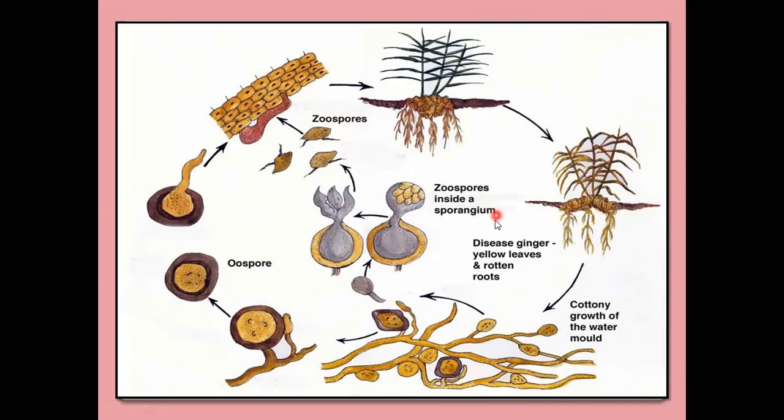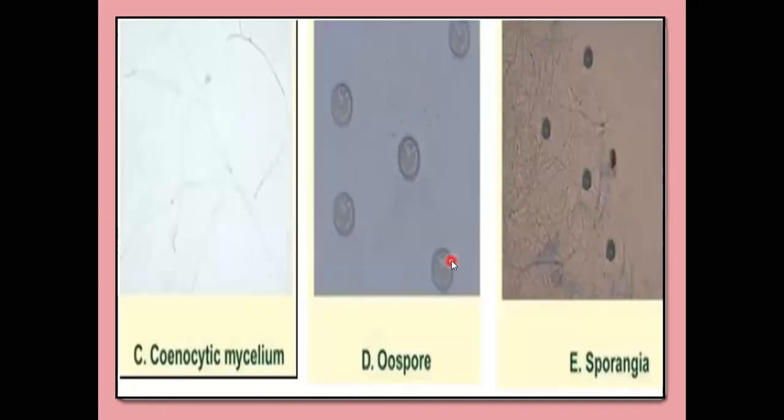So this is the perpetuation of the Pythium genus. This is the coenocytic hypha, meaning non-septate, or a cross wall is not seen in the developing mycelia. This is the oospore. Oospore is a sexual spore developed after the fusion of male and female gametes, and this is the sporangia. Sporangia are asexual spores developed inside the sporangium.